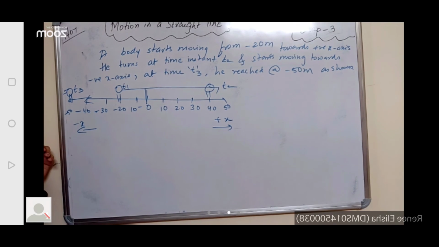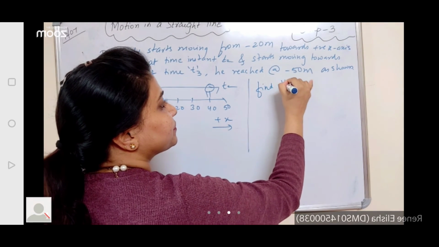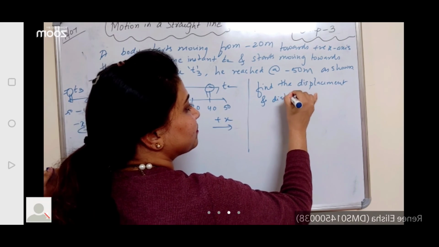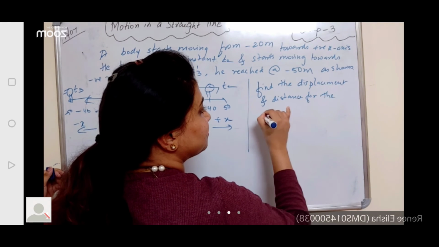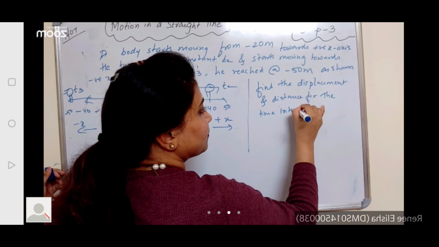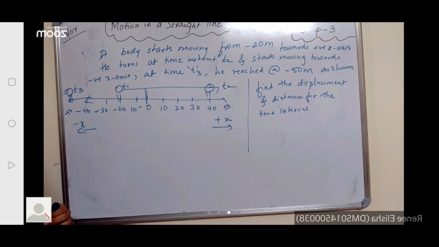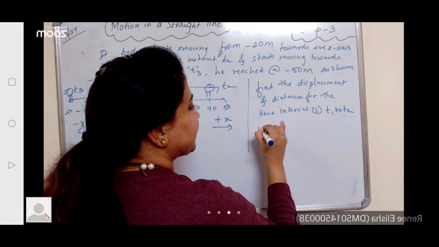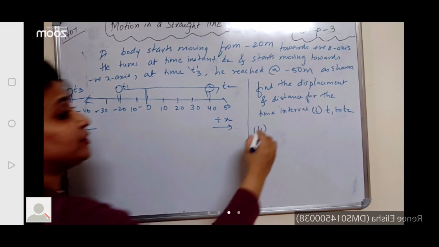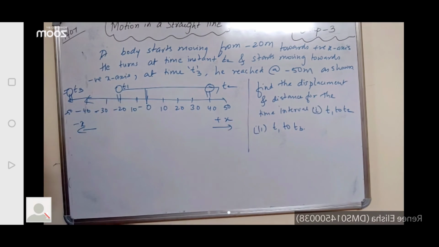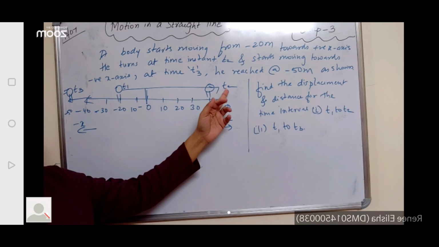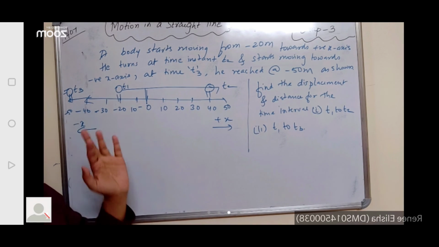Okay, now what we have to find is the displacement and distance for the time interval. Find the distance and displacement for the time interval. First one, T1 to T2, and second one is T1 to T3. Okay, so we have to find what, children? We have to find the displacement and distance for this time interval. T1 to T2, what is the time interval? And T1 to T3, what is the time interval?